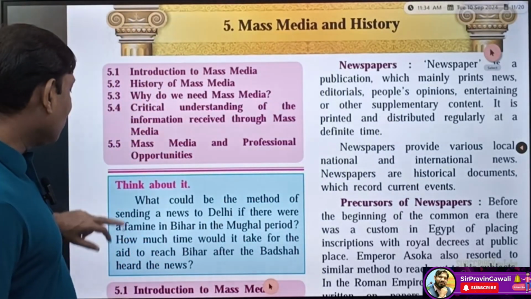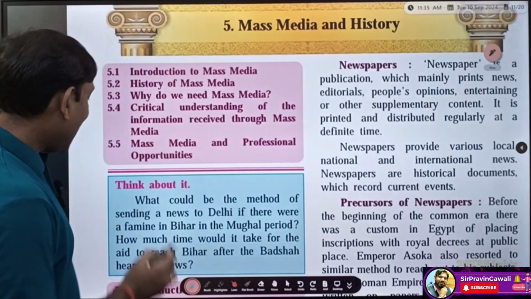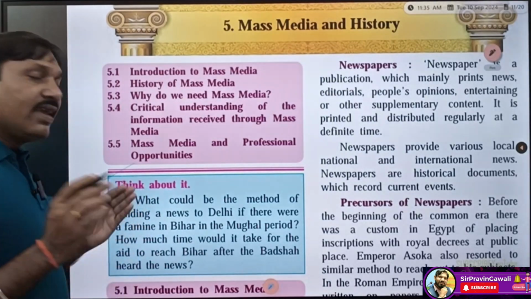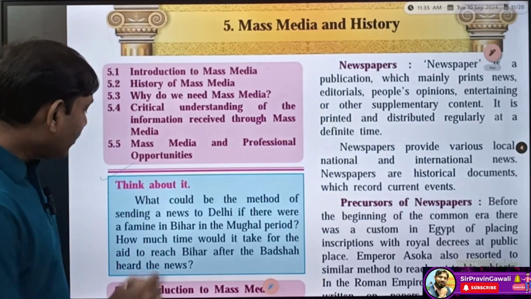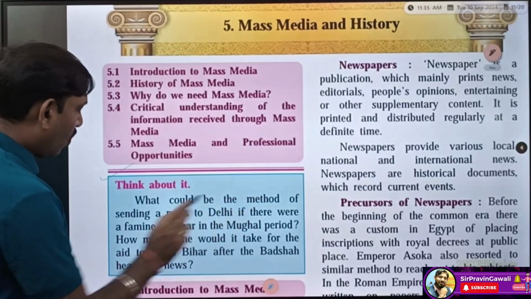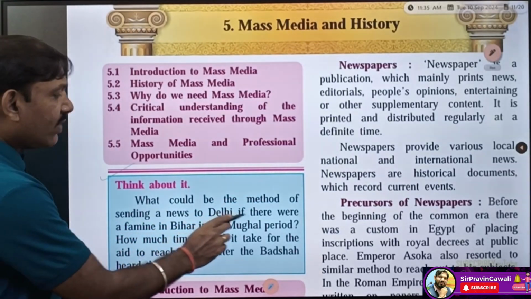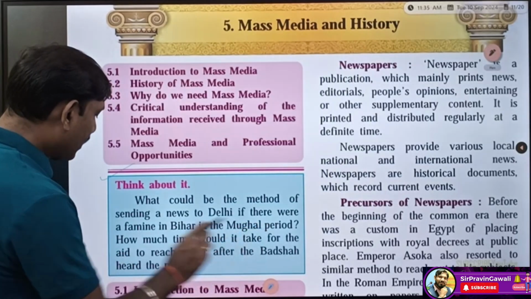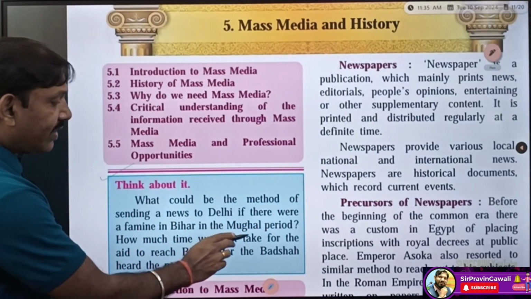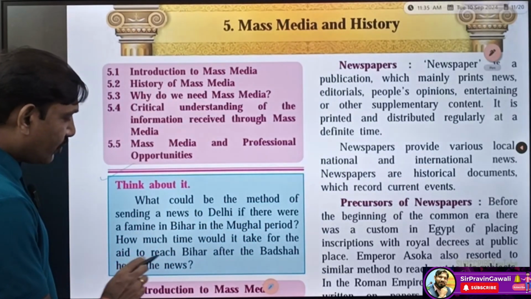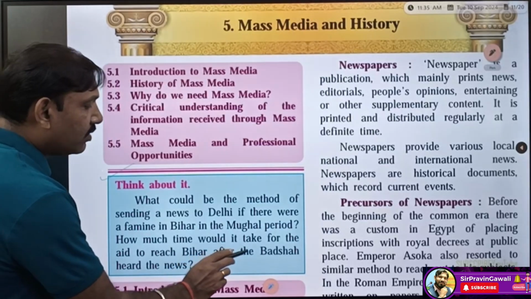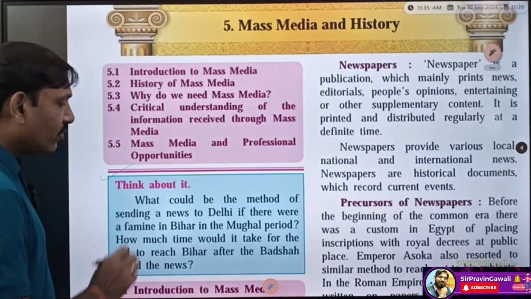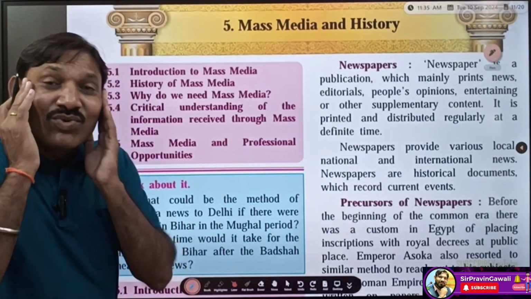Now see students, what is given here? One activity is given here, that is, think about it. What could be the method of sending news to Delhi if there were a famine in Bihar in the Mughal period? How much time would it take for the aid to reach Bihar after the Badshah heard the news? So we have to think, students.